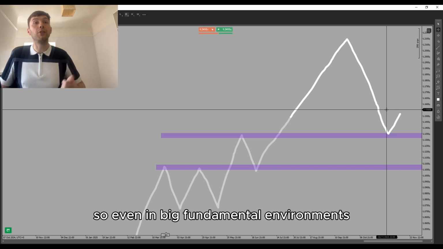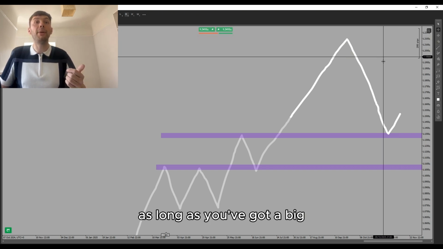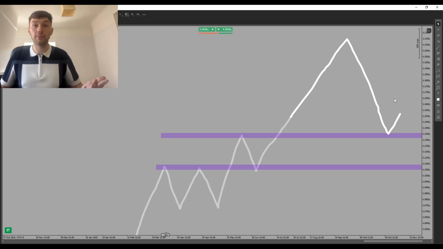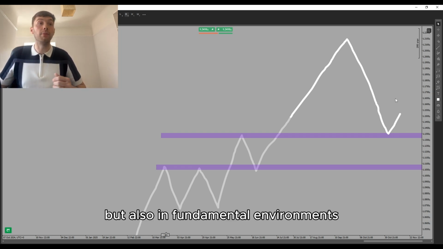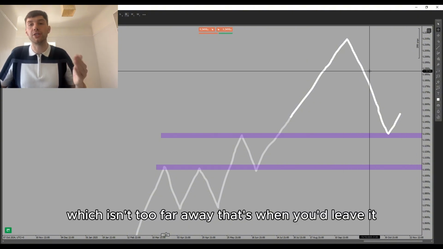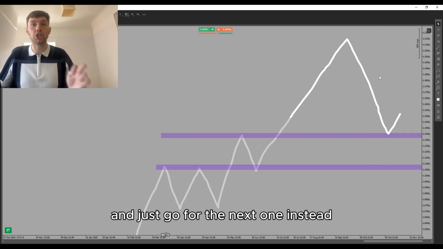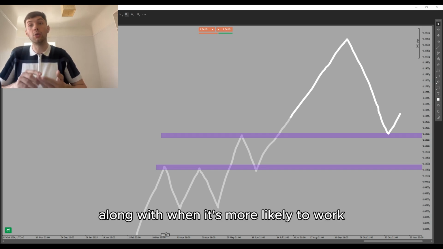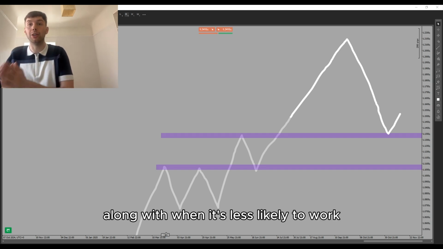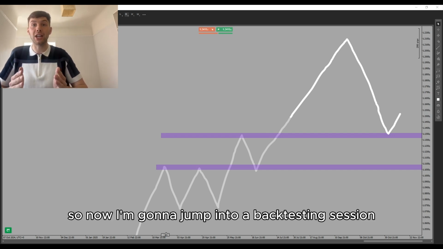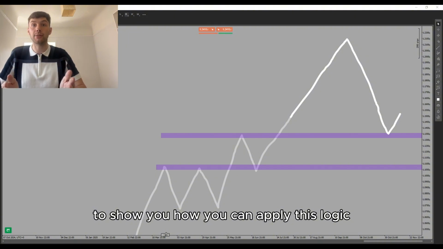So even in big fundamental environments, as long as you've got a big overextended move into a key level, it's still got a decent chance of working. But also in fundamental environments, that's when, if you had a sort of level in between these two, which isn't too far away, that's when you'd leave it and just go for the next one instead. So now you understand, firstly, what a key level is, along with why it works, along with when it's more likely to work, along with when it's less likely to work. So now I'm going to jump into a backtesting session to show you how you can apply this logic.